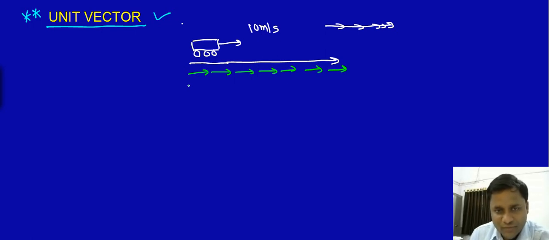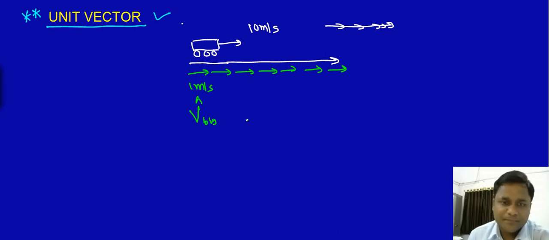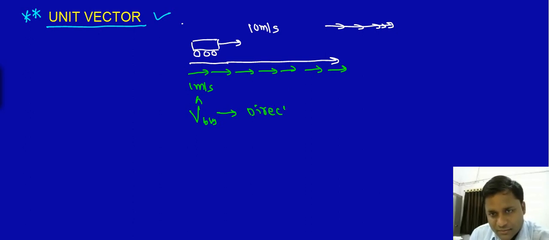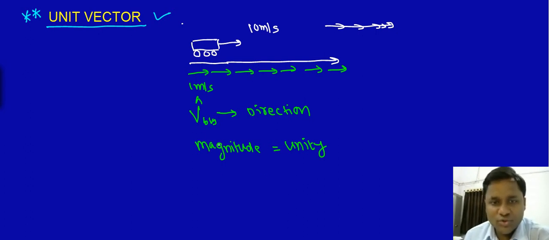Suppose I am dividing this into a distance having a velocity of 1 meter per second. So this velocity of the bus is represented as a unit vector. That means it shows the direction. The bus is moving in this direction, but it has a magnitude of unity. This is the significance of the unit vector: it gives the direction and has a magnitude of 1.